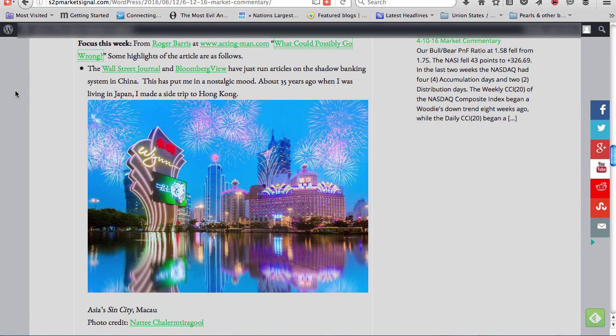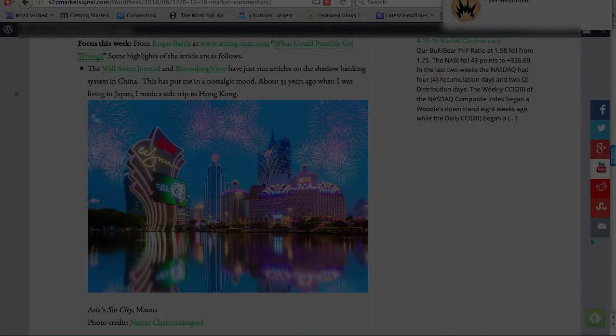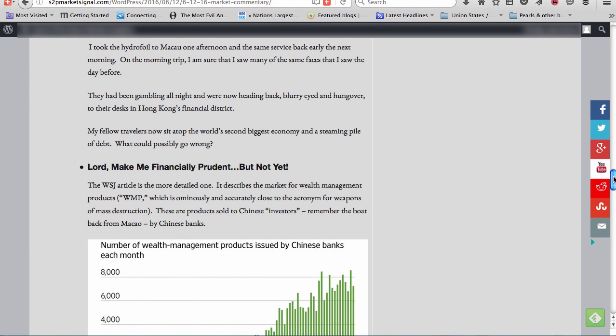The Wall Street Journal and Bloomberg View have just run articles on the shadow banking system in China. This has put me in a nostalgic mood. About 35 years ago, when I was living in Japan, I made a side trip to Hong Kong. I took the hydrofoil to Macau one afternoon and the same service back early the next morning.